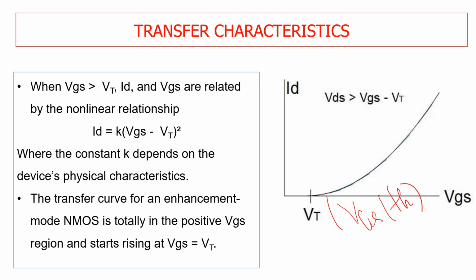The equation which relates the current ID and VGS is ID equals K times (VGS minus VT) the whole squared, where VT is the threshold voltage VGS(th), and the constant K depends on the device's physical characteristics, that is, the type of material as well as the silicon dioxide layer concentration. It is totally in the positive VGS region, and starts rising at VGS equal to the threshold value. So this is about the construction, operation, and characteristics of the enhancement type MOSFET.